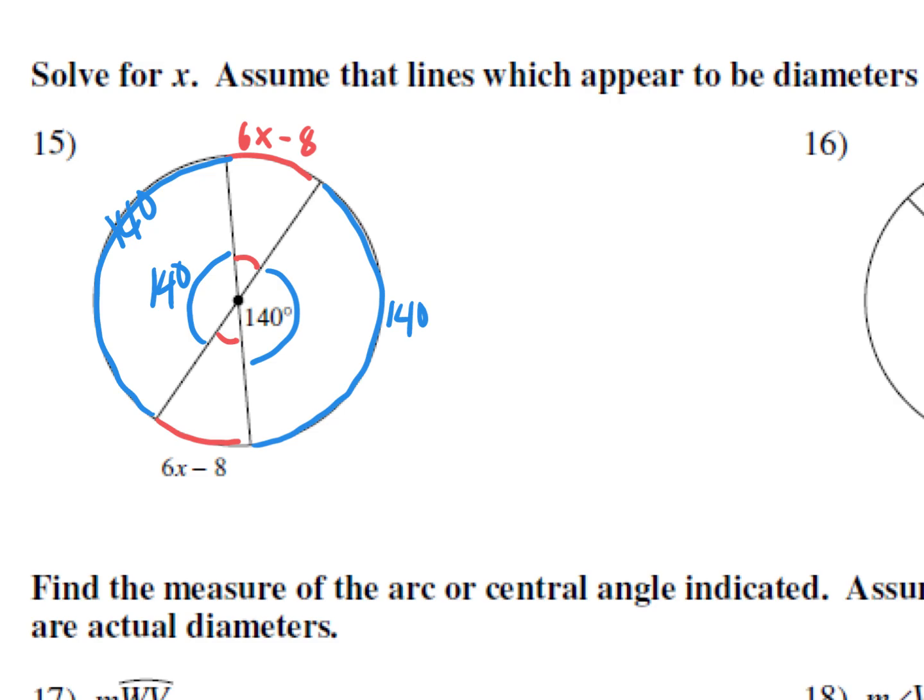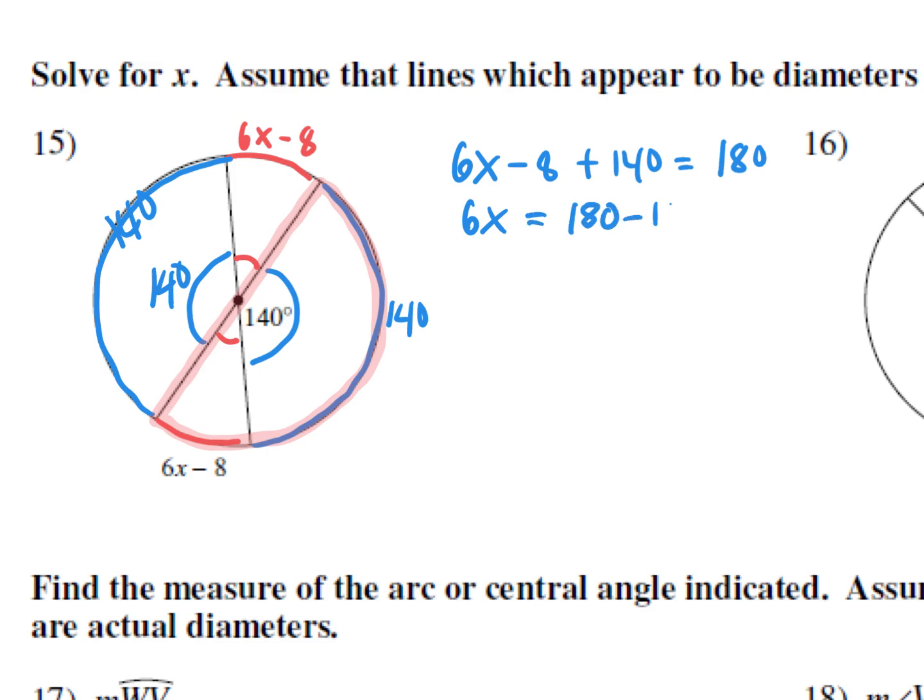So let's look at it from this perspective. I'm going to get this part. This is a semicircle and it's going to be a total of 180 degrees. Having said that, we're going to create an equation now. That's going to give you 6x minus 8 plus 140 is equal to 180, because that's a semicircle. 6x is equal to 180 minus 140 plus 8.